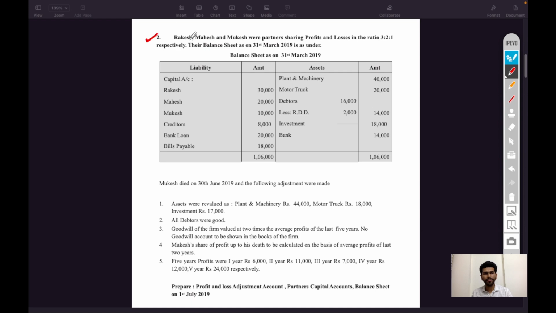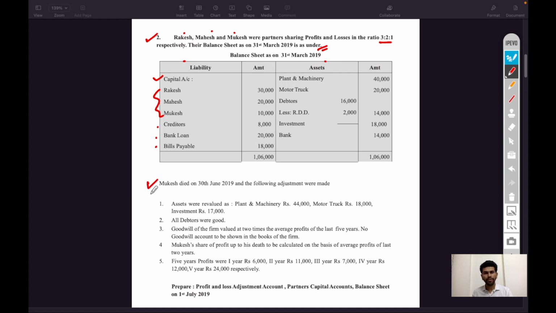Second illustration, Rakesh, Mahesh and Mukesh were partners sharing profit and loss in the ratio 3:2:1. Their balance sheet as on 31st March 2019 is given. Asset side and liability side. Plant and machinery, motor truck, debtors less reserve for doubtful debts. Investment, bank balance. On the liability side, capital account of all the three partners, creditors, bank loan and bill payable.